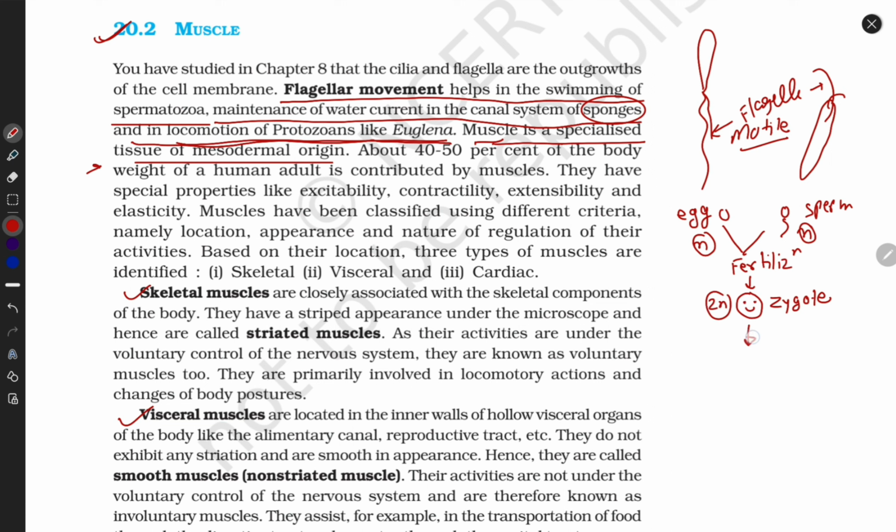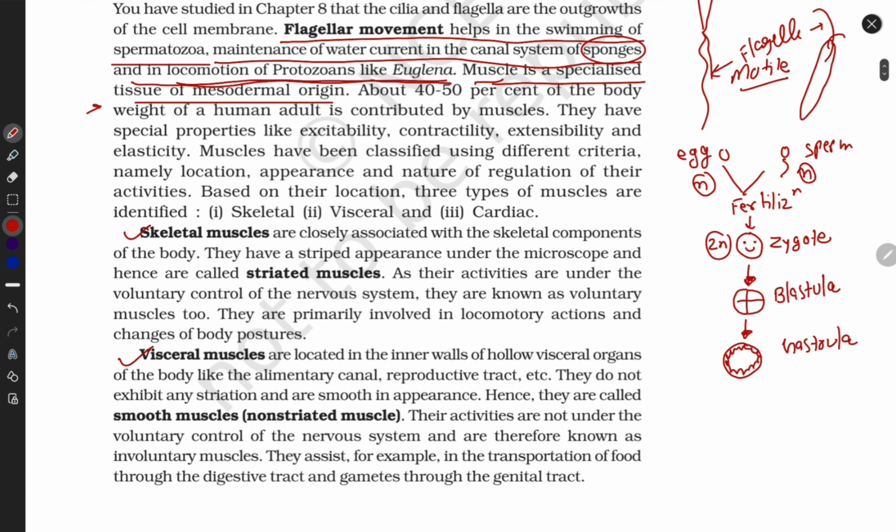Further development, the zygote converts into a blastula. The cells start dividing, then the blastula stage is formed. After the blastula stage, they proceed further to the gastrula. This is the gastrula stage, and this gastrula stage decides which layer forms which kind of organ. We have 3 germ layers.